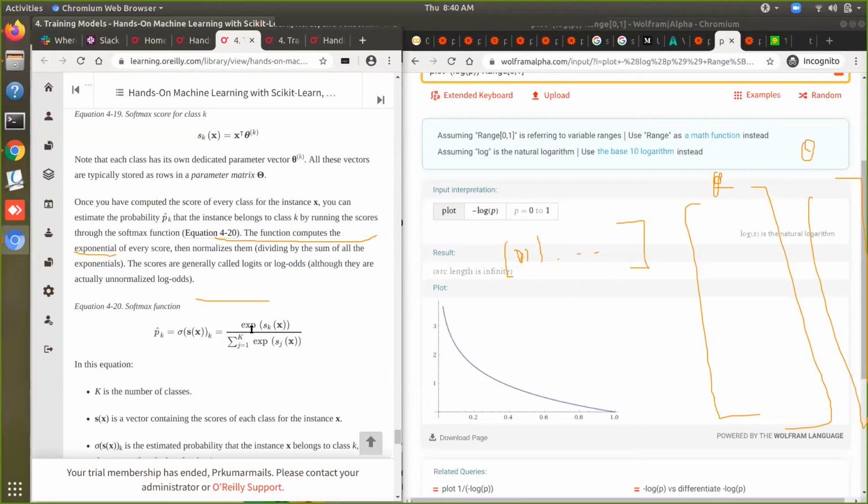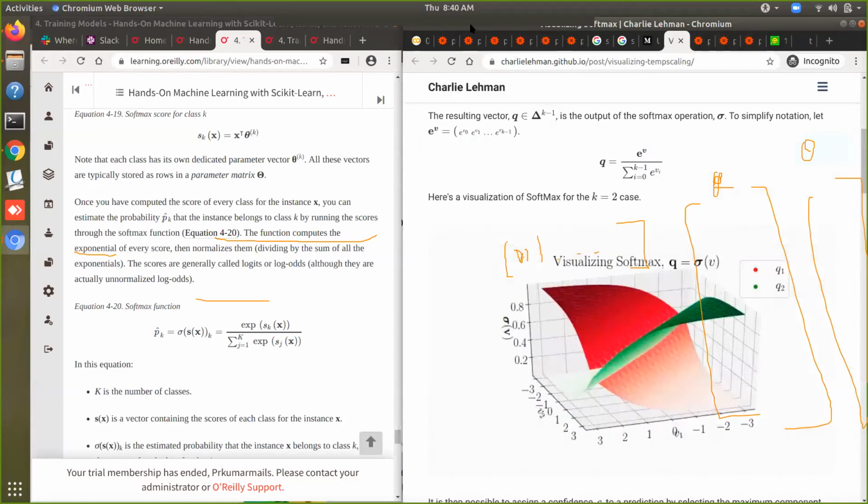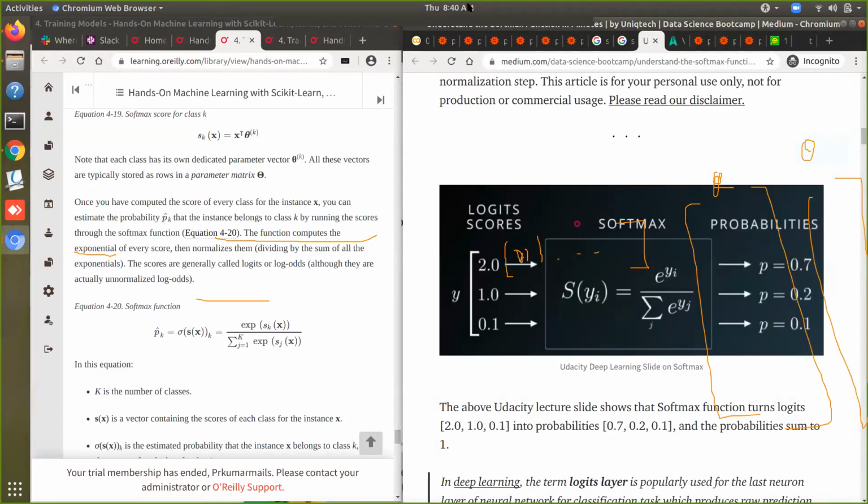The equation for softmax is exponential, like proportional exponentiation. At the end, we will be getting something like this. So after doing that softmax, we will be getting probabilities like this: 0.7, 0.2 for different classes. And if we add everything, it will be 1.